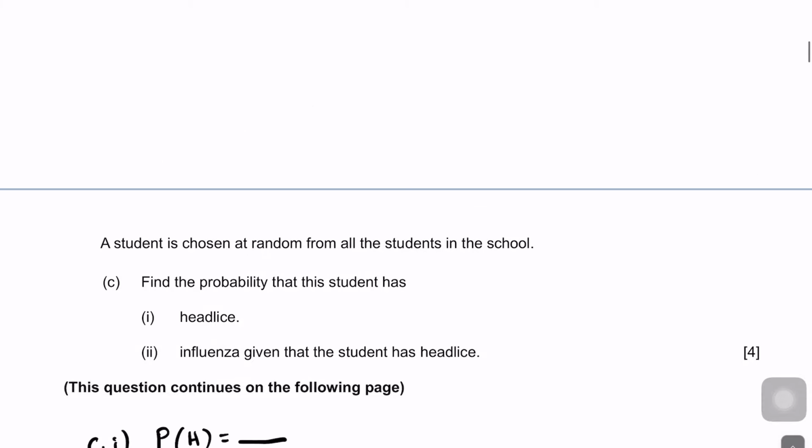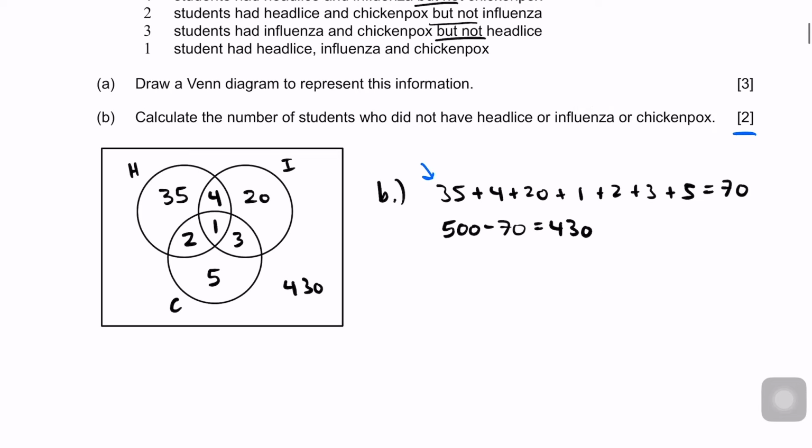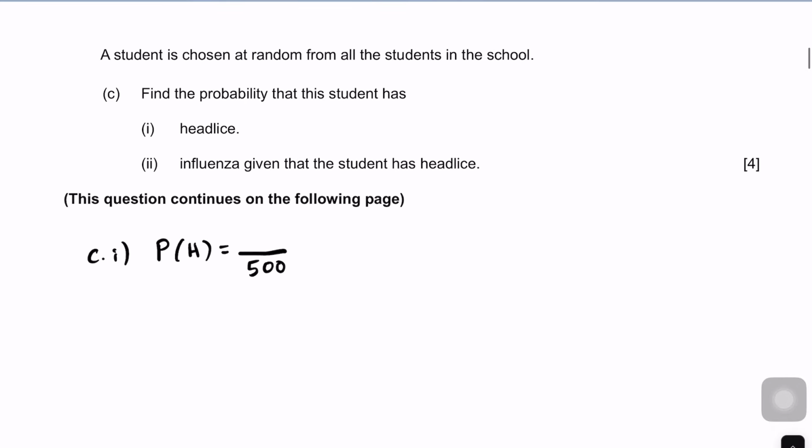And let's find out how many have head lice. It's all of these students within here. So not just the 35, but every single one of these, even the students that have head lice and influenza and so on. So 35 plus 4 plus 1 plus 2 adds up to 42 students altogether. Just to be clear, all of these within here added up together are the individuals with head lice, and there are 42 individuals. So 42 out of 500. If we want, we can simplify, but it's not necessary in this case.